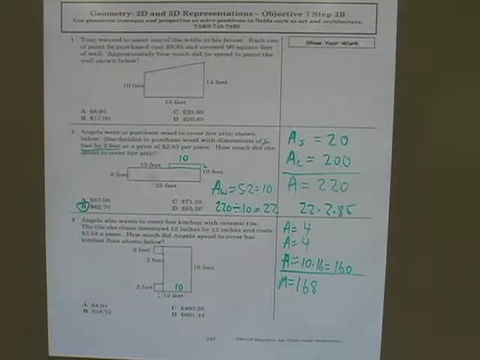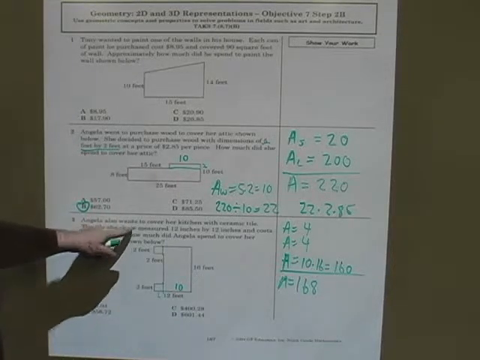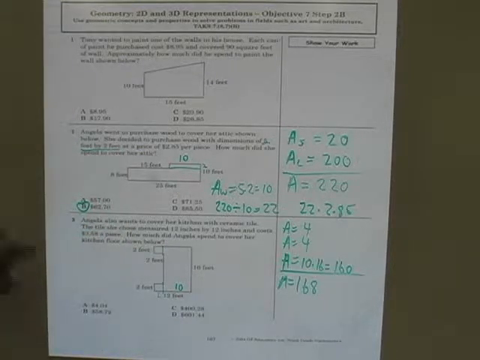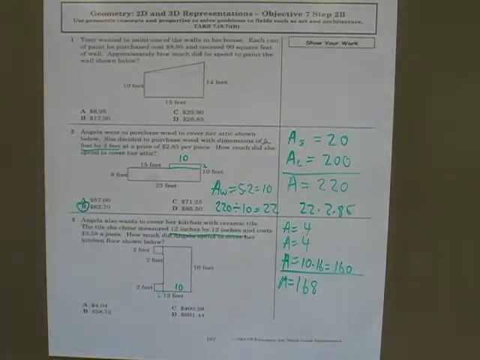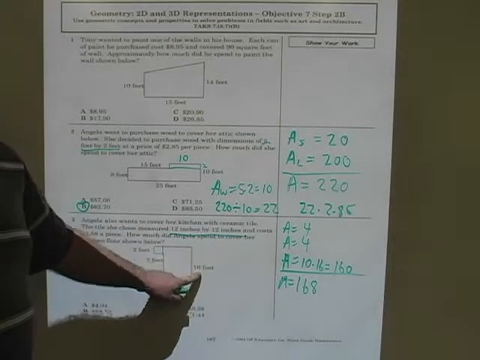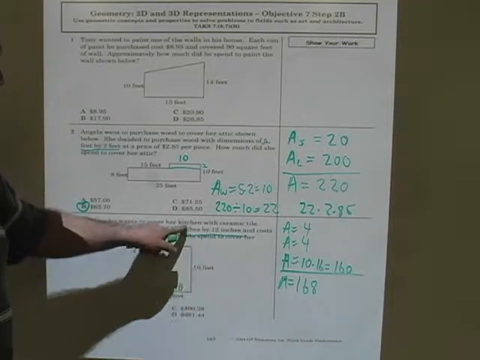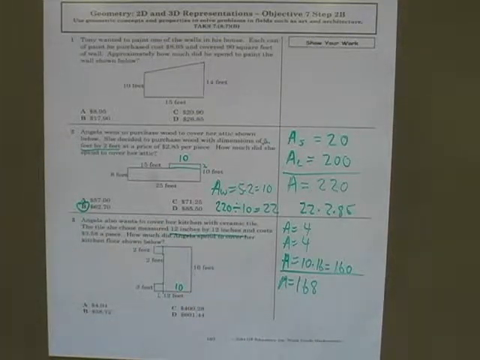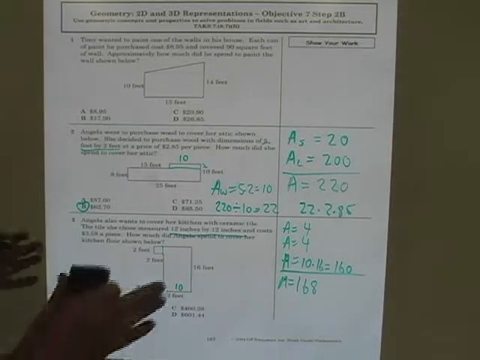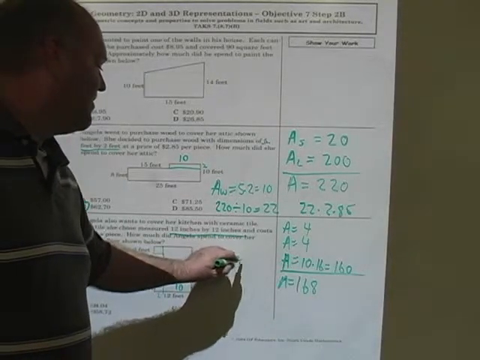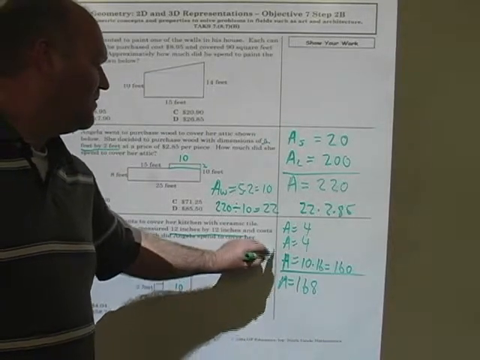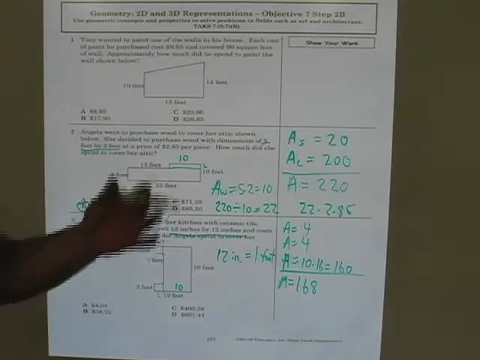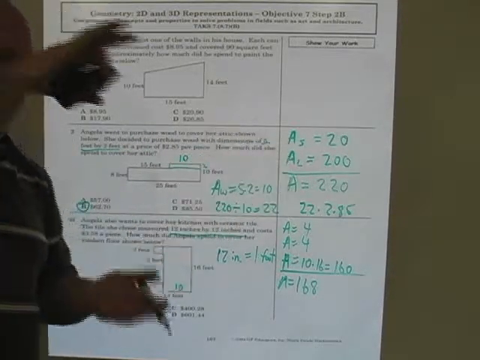Okay. Now, let's look at the tiles. You have this kitchen, and we're using ceramic tiles that are 12 inches by 12 inches. But notice down here, we're using feet. So let's convert those tiles to feet. If it's 12 inches, that's equal to how many feet? Equal to 1 foot. So the tiles are going to be 1 foot by 1 foot.